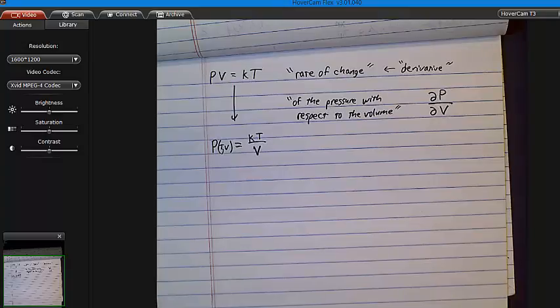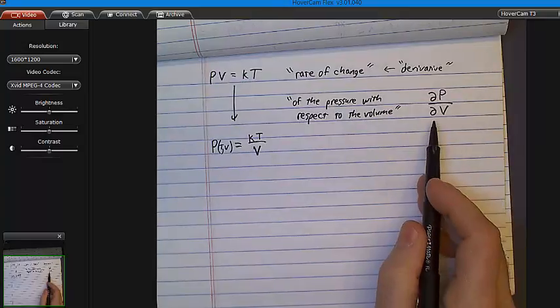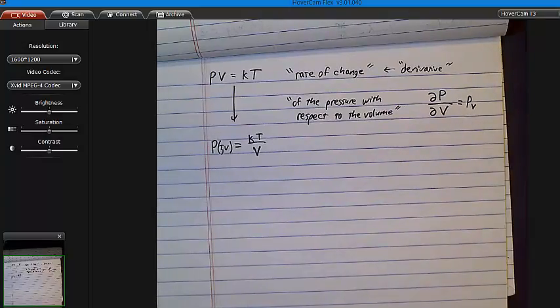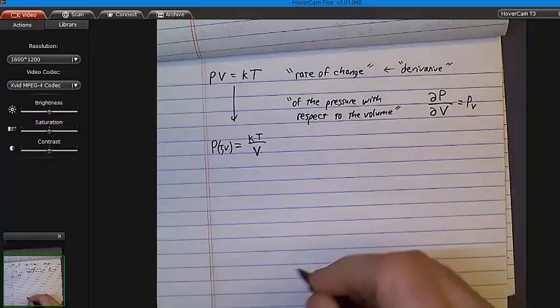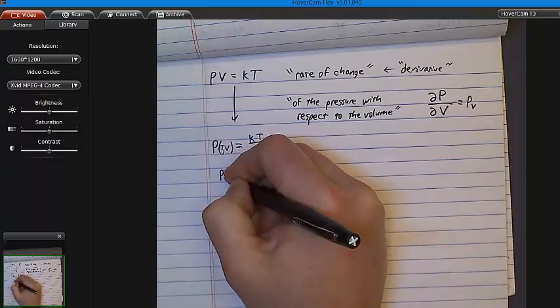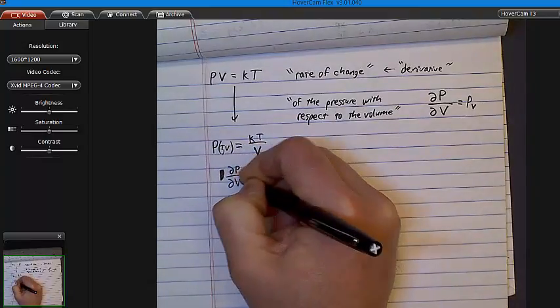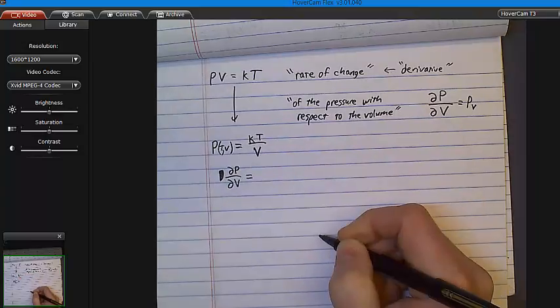So there's P, and they want me to compute dP dV. Or what's the other notation we can use? We can call it PV. Whichever one you like. So let's do it. Let me do it this way. dP dV will equal... all right, how do I do this?